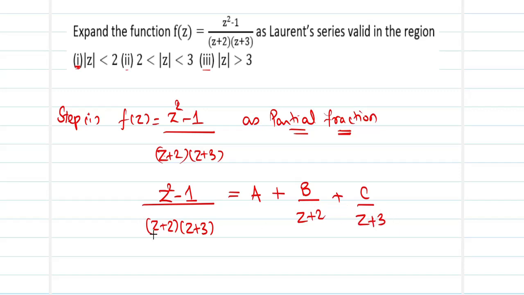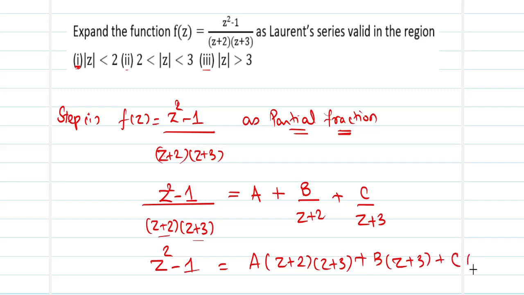Normally we have a tendency of splitting one constant for the first factor and the second constant for the second factor, but we will try to ignore the numerator in many of the cases. So don't ignore the numerator. If numerator and denominator are of the same power, then give one more constant to be evaluated for. So I have z square minus 1 to be equal to a into the factors are z plus 2 into z plus 3 plus b times the missing factor is z plus 3 plus c times it is z plus 2. So my target is now to find values of a, b and c.